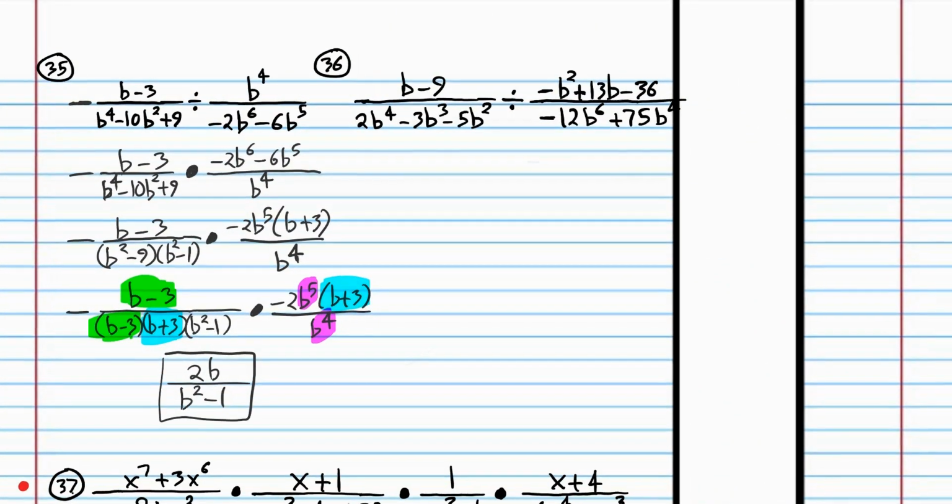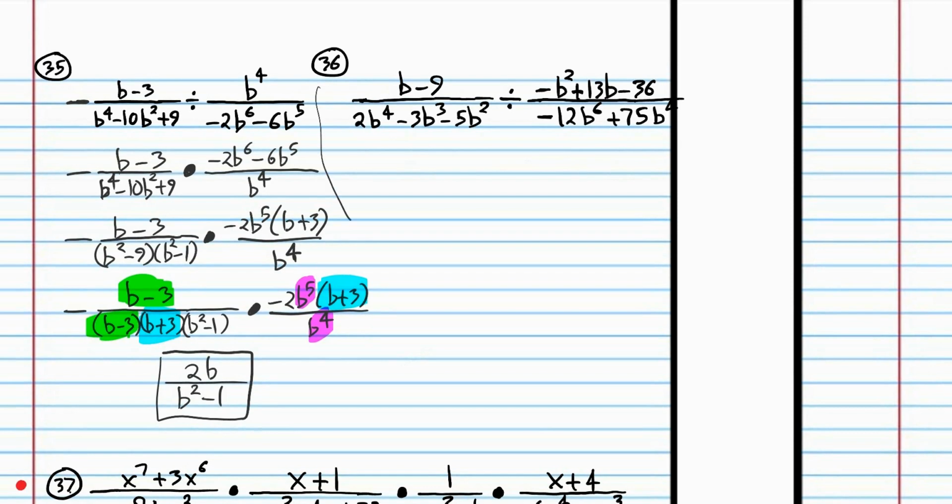Alright, so on to number 36. You're going to have to factor out a negative here and here, it looks like. And so try 36, and when you're done, we'll do it together. Alright, we're back. Whoops, I just realized that went out of the page there. Sorry about that.